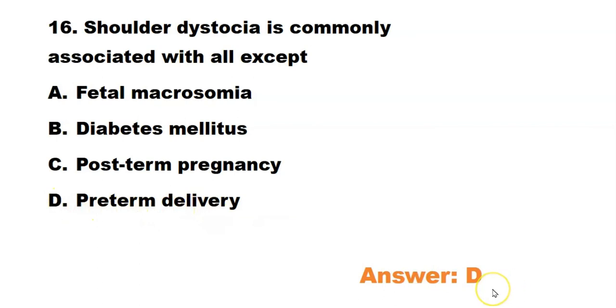The answer is D, because shoulder dystocia is typically associated with larger babies, which are more common in macrosomia, diabetes, and postterm pregnancy. It is not commonly associated with preterm deliveries. So the answer is D.